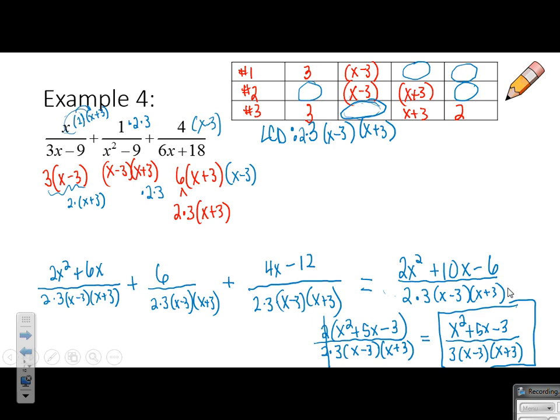That is the last problem I'm going to do. I hope you took good notes. I know that there's a lot of work to these, but the main thing is you know how to factor and find the lowest common denominator, and it's not really that bad.